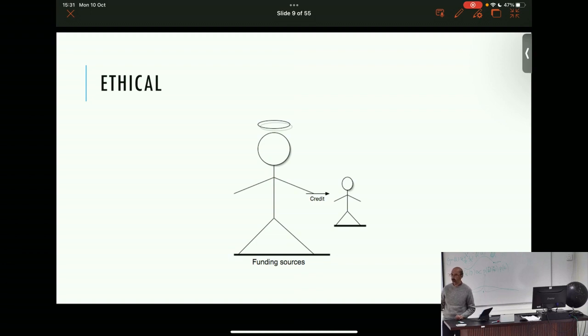Also cite your funding sources. These people are giving us money, best to be nice to them and say, we are funded by so-and-so. Send them a copy of the paper. They might even read it. Who knows? It's possible. Miracles do happen. So be ethical.